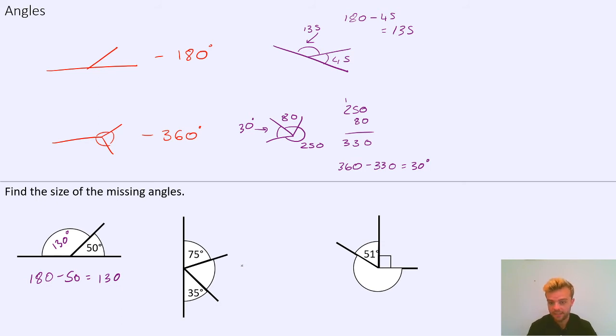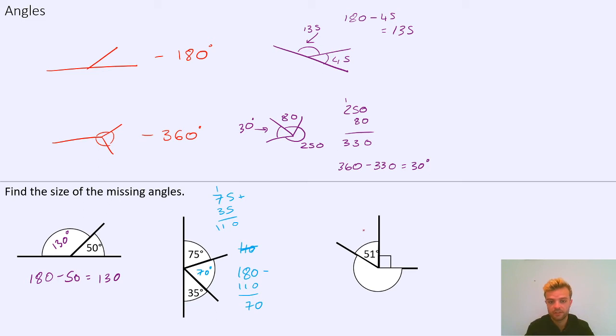Our next question, again, it's angles on a straight line, which make 180. If I find out what I've got so far, I've got 75 and 35, which altogether is 110. So what's missing from 110 to make 180? I'll do 180, take away 110, which is 70, which means this missing angle has to be 70 degrees, because now if I add those 3 angles together, I'll get 180.